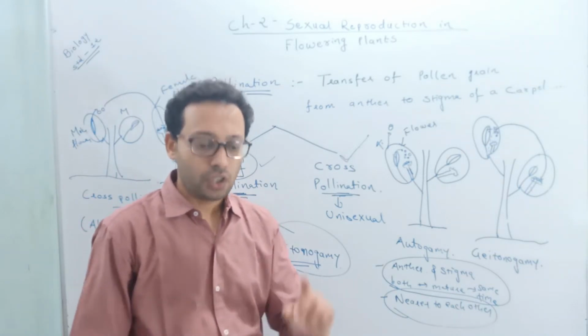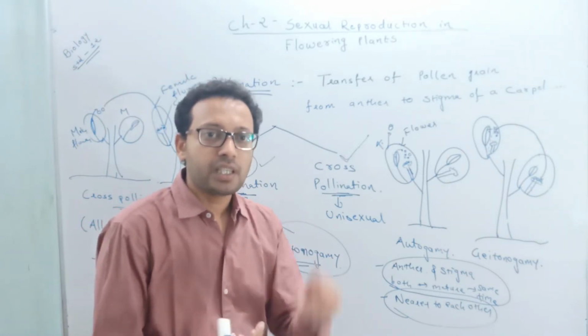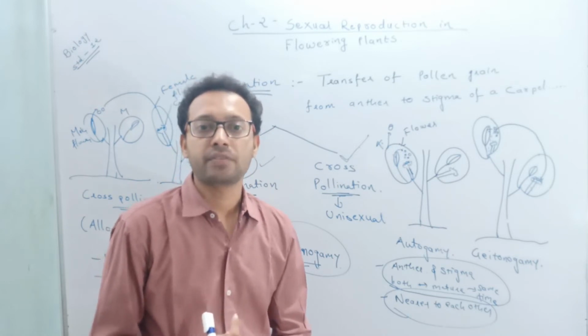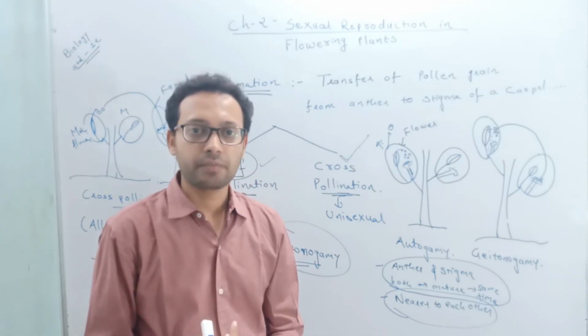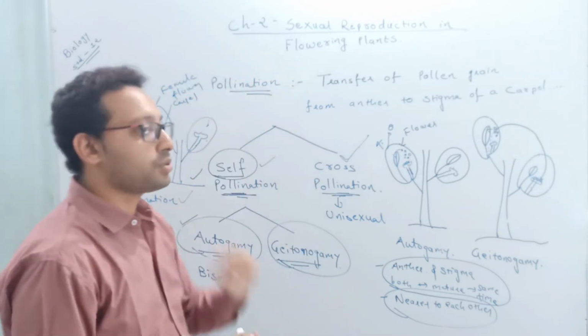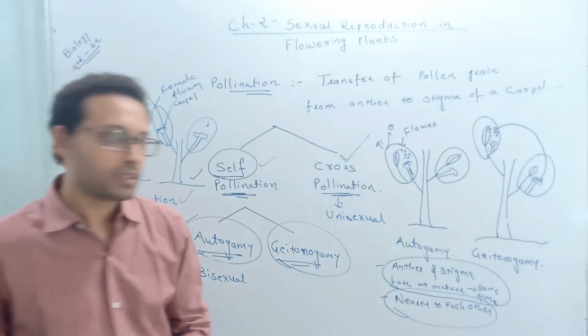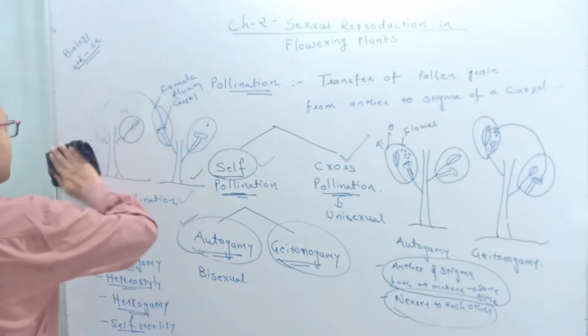So we have learned autogamy, geitonogamy, and allogamy. Allogamy means cross-pollination. Another name for cross-pollination is allogamy. So that's all about pollination. Now let's move ahead with pollinating agents, or pollination agents.